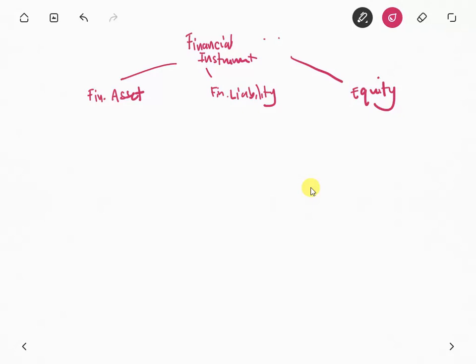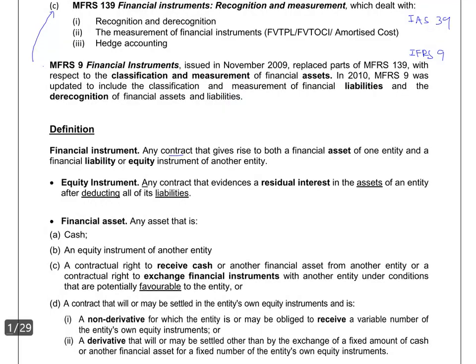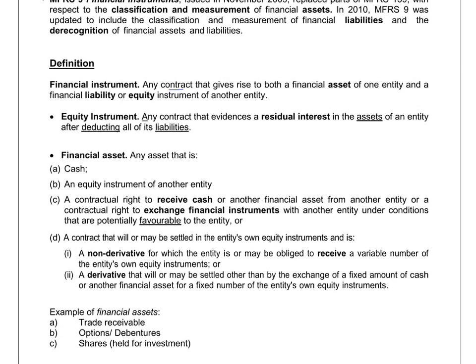What's the definition for equity first? We start off with equity. You learned the definition of equity before in your FR or CR1, the conceptual framework. Conceptual framework, what is it? We have the four chapters: the objective, the definition of assets, definition of liabilities, definition of equities. So what's the definition of equities?